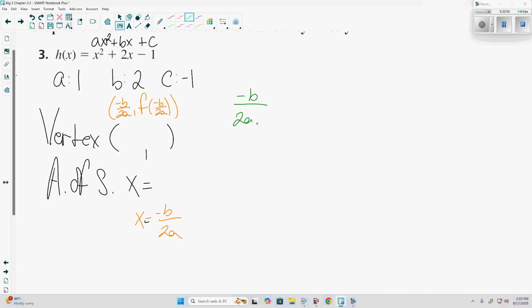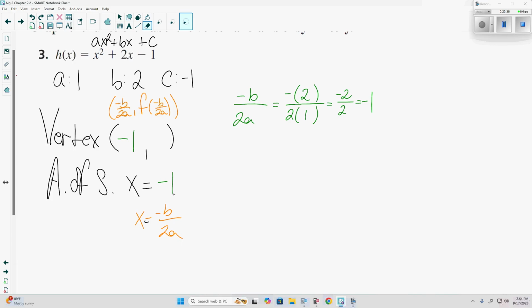Negative b over 2a. Our b value in this case is 2. A value is 1. Now at this point here, we can plug it in the calculator and let it do it for us. Or if we did this by hand, the top would be negative 2. 2 times 1 is 2. Negative divided by a positive is a negative. 2 divided by 2 is 1. So our value for this should be negative 1.